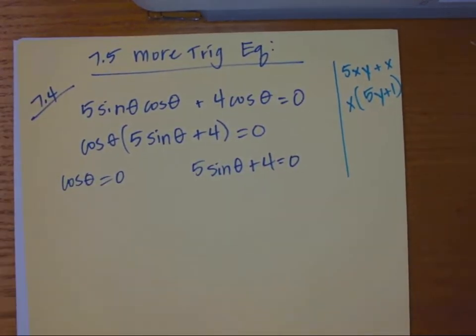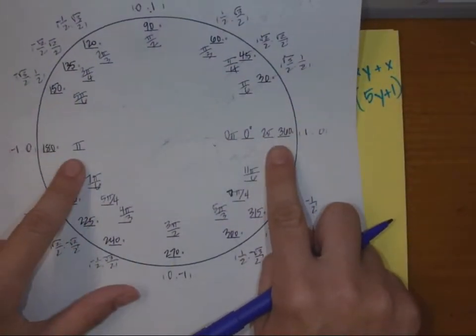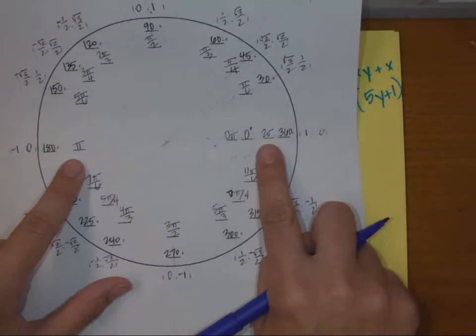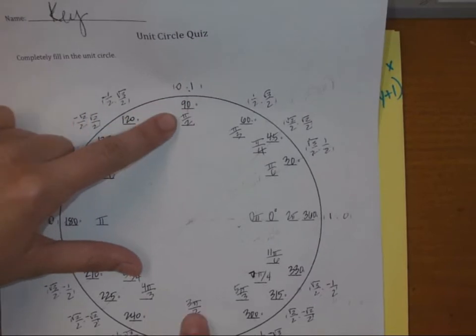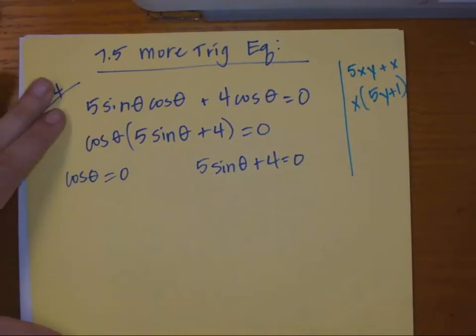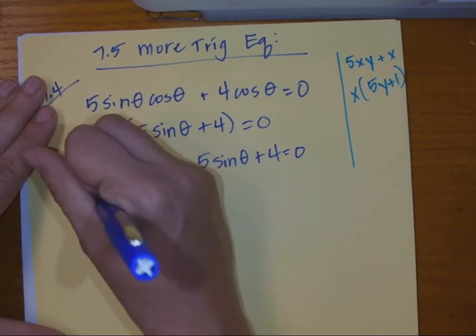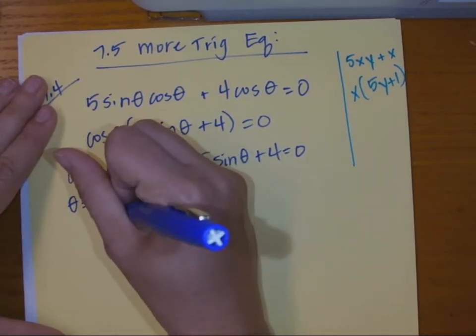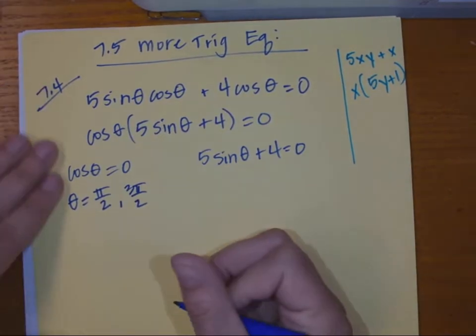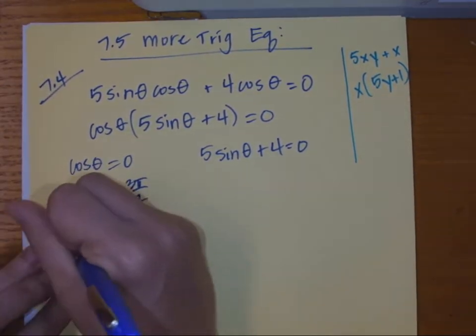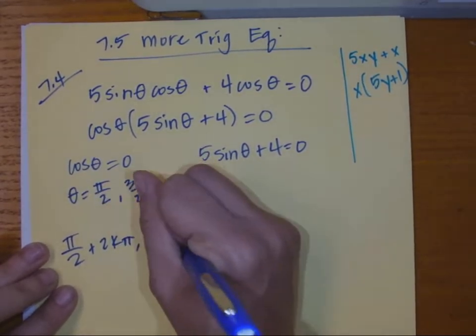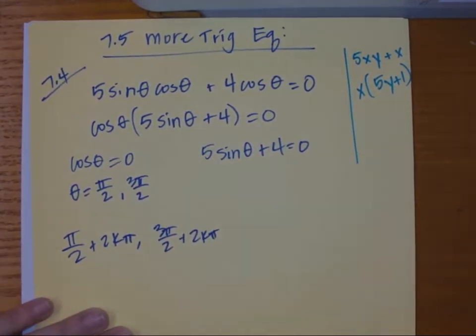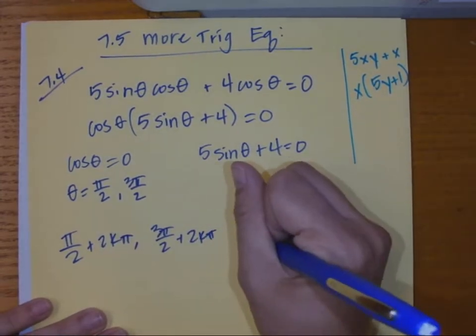When I go to solve cosine theta equals 0, I'm trying to figure out where the x value is equal to 0. The x value is equal to 0 on the bottom and on top, so at pi over 2 and at 3 pi over 2. So theta equals pi over 2 and 3 pi over 2. When I write those as my answer, it's going to be pi over 2 plus 2k pi and 3 pi over 2 plus 2k pi, and k is an integer, obviously.